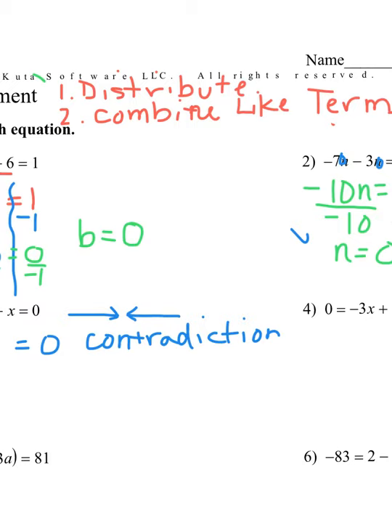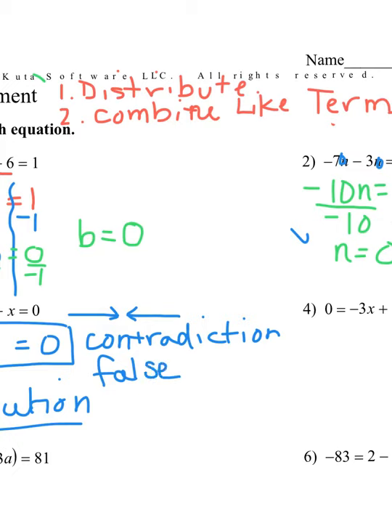That's called a contradiction, and what we say for an equation like that is that there is no solution. Okay? When we get down to the last line, there's no variable, and it's a false statement. 5 is not equal to 0. That's false. When we have a false statement, we say no solution.